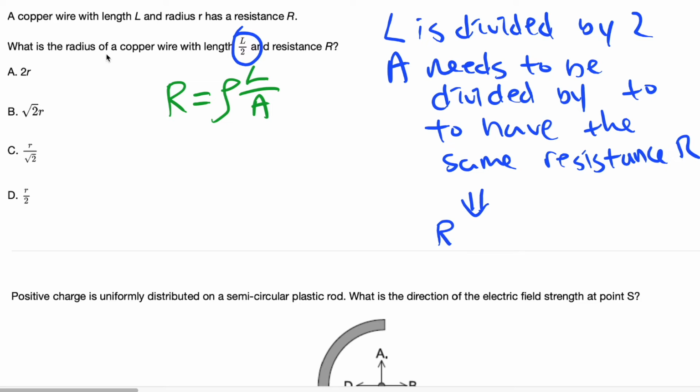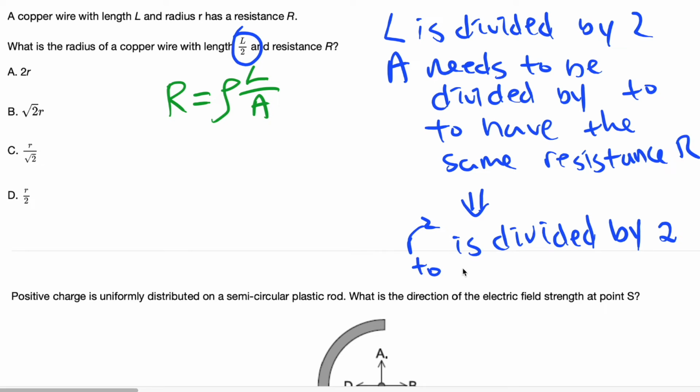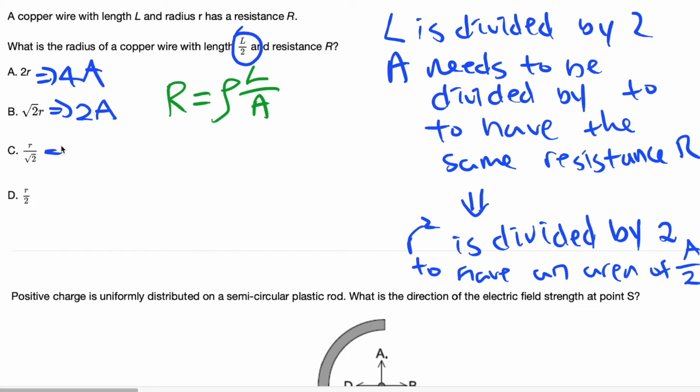And this tells us that R squared, radius squared, is divided by 2. Radius squared needs to be divided by 2 to have an area of A divided by 2, right? And here is going to be equal to 4A because R squared is equal to 4R squared, and here will give us 2A. Here will give us A over 2. And here will give us A over 4. So the answer is C.